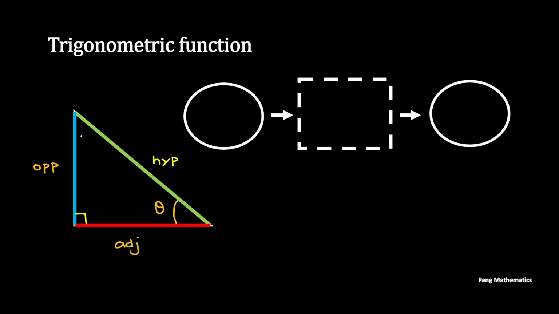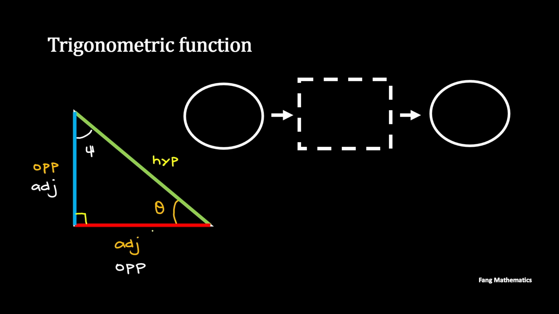Let's take another acute angle. Remember, I said we are going to take turns, and I will denote it as phi. The hypotenuse remains the hypotenuse, and it opposes the right angle. This red side now becomes the opposite side for angle phi, and the blue side now becomes the adjacent side for our angle phi.